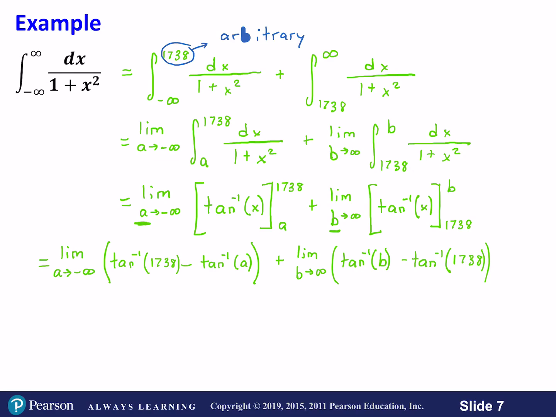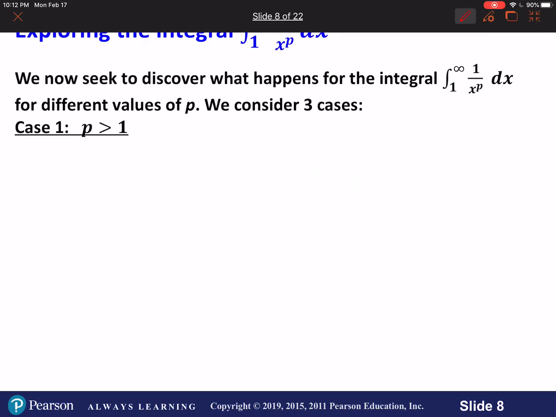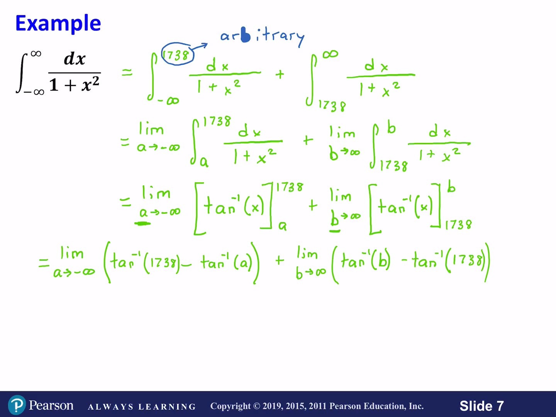Alright, so the next thing to notice in this problem is that we have some cancellation. Specifically, since this term here doesn't have an a in it, it is just equal to itself. It is a constant. The arctangent of 1738 is just some number, right? And so this number and this number, also a constant, will cancel out because we have a positive arctangent of 1738 and a negative arctangent of 1738. So those will just cancel out because the limits don't affect them.